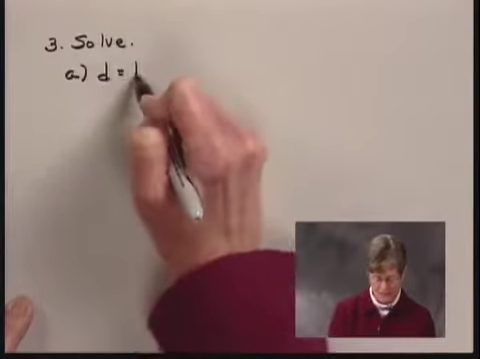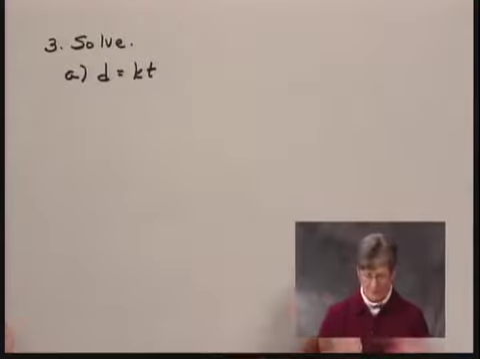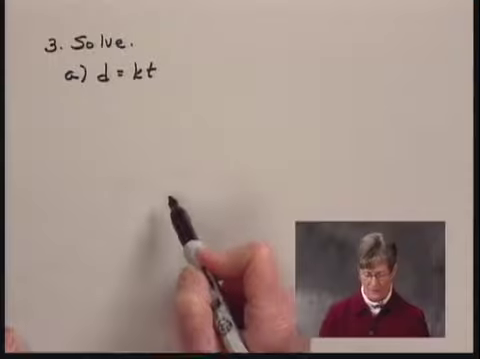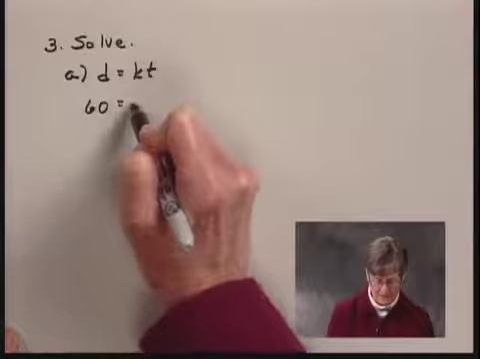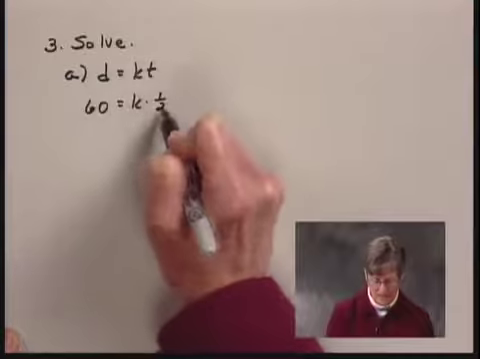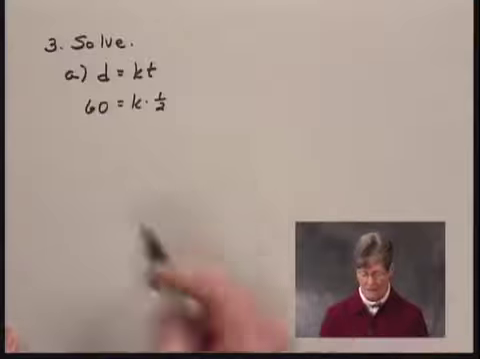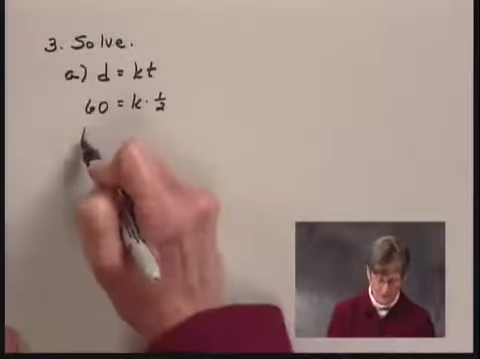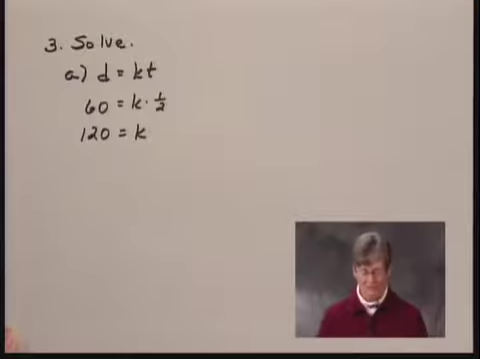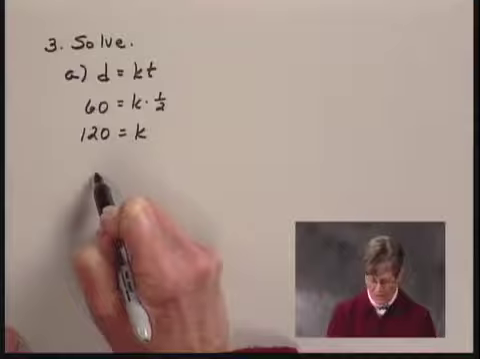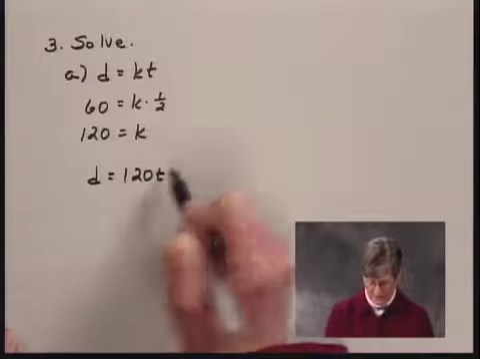Remember, we had an equation of the form d equals k times t, and we need to find a value for k. And we were told that the train travels 60 kilometers in 1/2 hour, so that tells us that d is 60 when t is 1/2. So we substitute 60 for d and 1/2 for t. And now to solve for k, we multiply both sides by 2, and we have 120 is equal to k. And then that tells us that the equation of variation that we'll be using is d equals 120t.